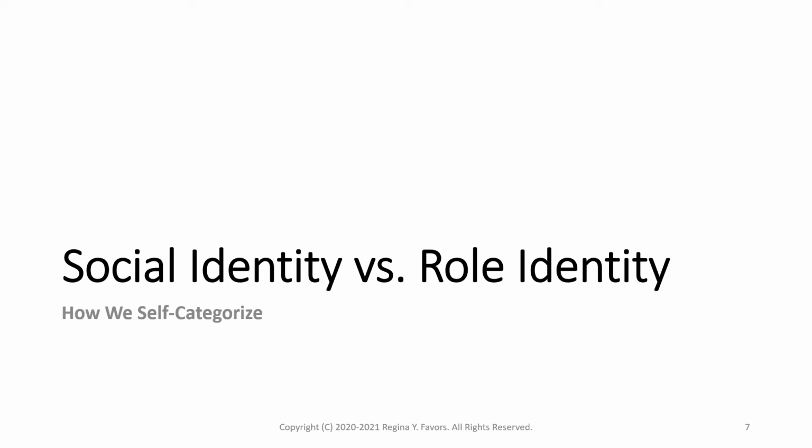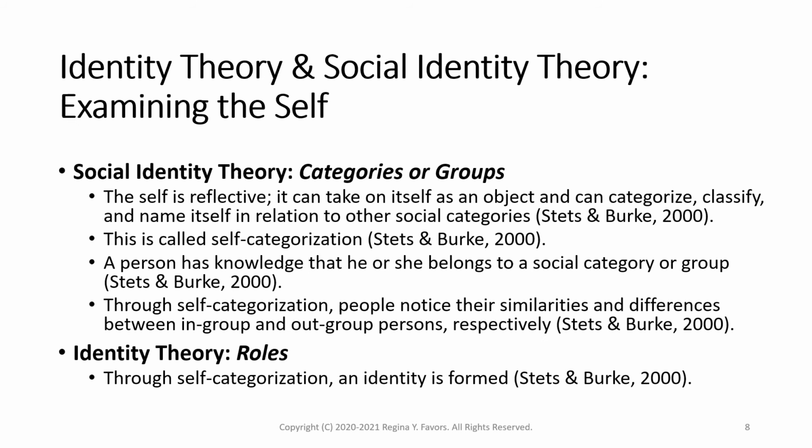This is social identity versus role identity, how we self-categorize. There are different types of identities. We have a regular social identity based upon categories and groups, and then we have our own role identity that we mechanically operate under, right? So, social identity theory: categories or groups.